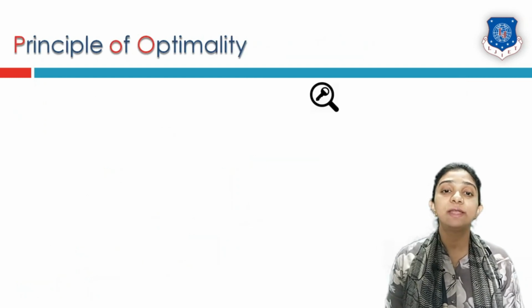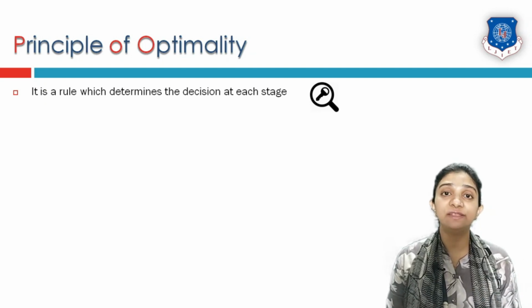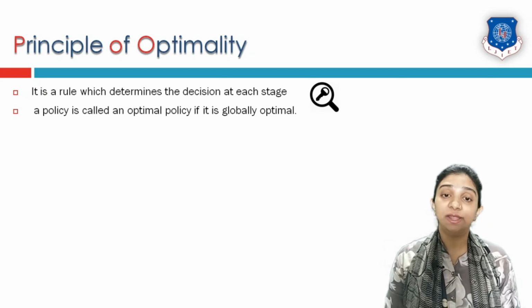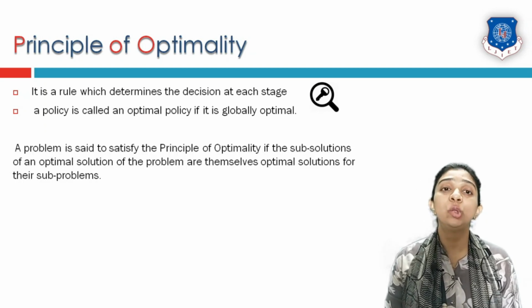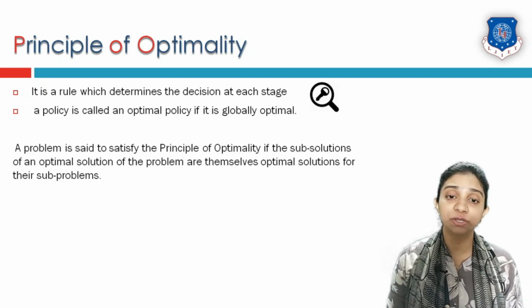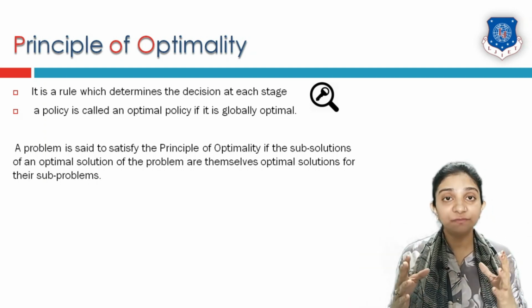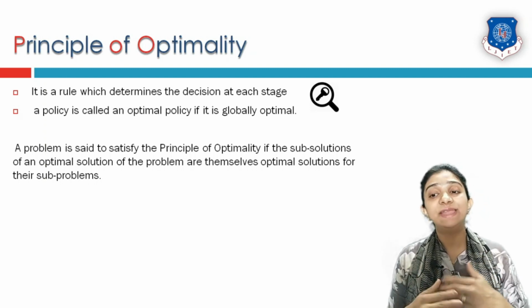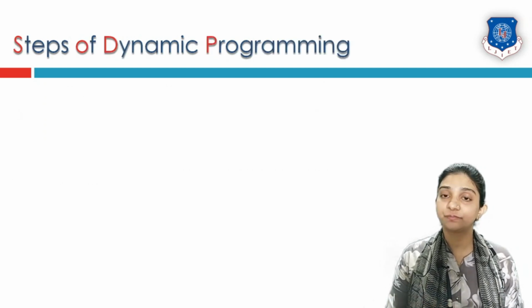Now let us understand what the principle of optimality is. The principle of optimality is a rule which determines the decision made at each stage. It is a policy which is called the optimal policy for a globally optimal solution. What is basically the principle of optimality? The sub-solutions of an optimal solution of a problem are themselves optimal solutions of their sub-problems.